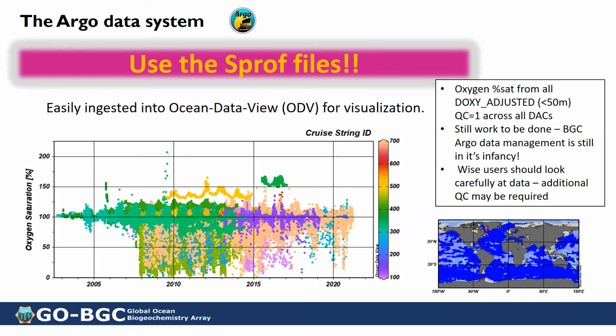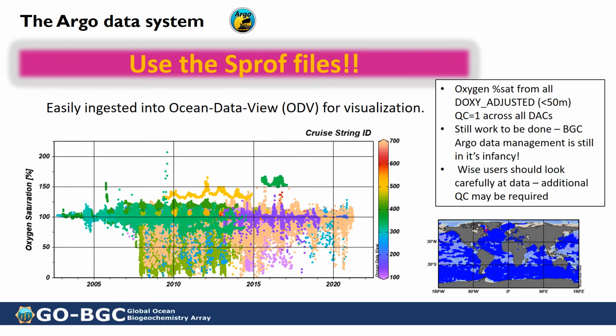Now that you know a little bit more about the SProfile format and things to look out for, we hope you'll start using the data. The SProfile files are easily ingested into Ocean Data View for visualization, as well as other software packages such as MATLAB, R, and Python. The plot below I created using Ocean Data View by pulling in all SProfile files across the entire Argo network. The plot is of oxygen percent saturation over time for the upper 50 meters, and I selected only QC equals 1 across all DACs.